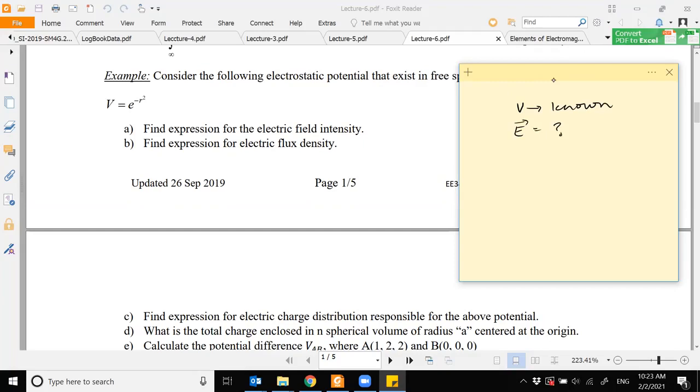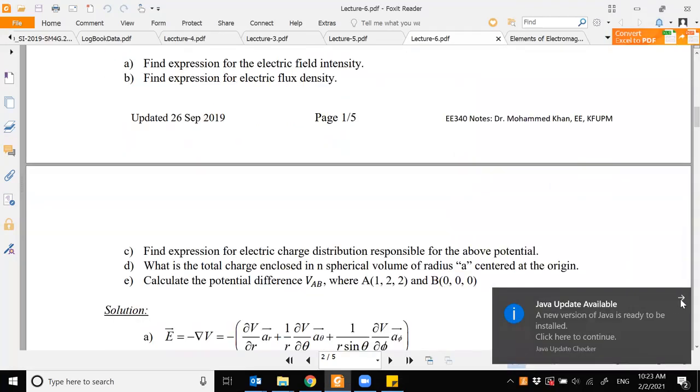So I know two relationships between them, right? First, V_A is minus the integral from infinity to A of E bar dot dL bar, and another one is E bar equal to minus del V. So which one should I use? See, this is how you have to think. Now V is known to us, I need to find E. So this will be difficult because this you don't know. But here, this you know, and you can find E bar. So therefore, you can use this expression to find the electric field. This is what we are doing here.